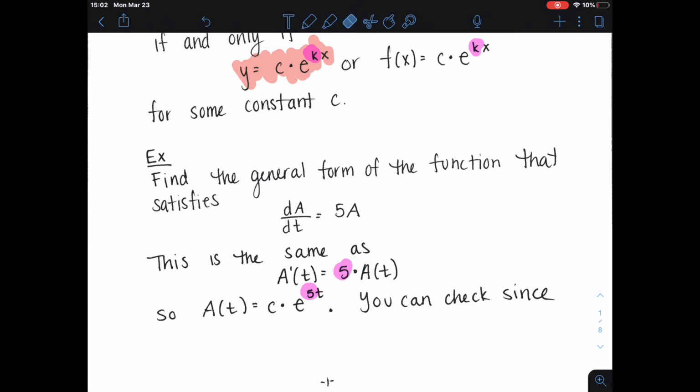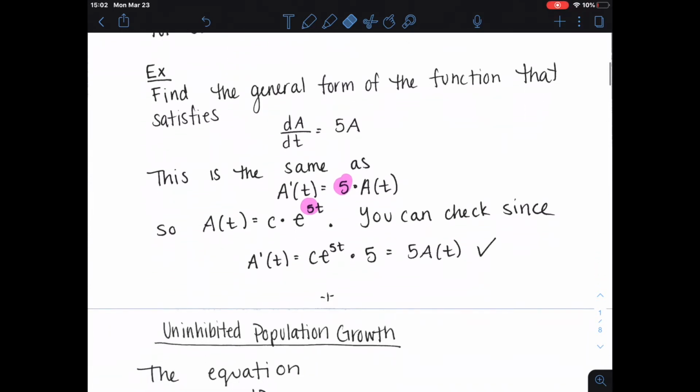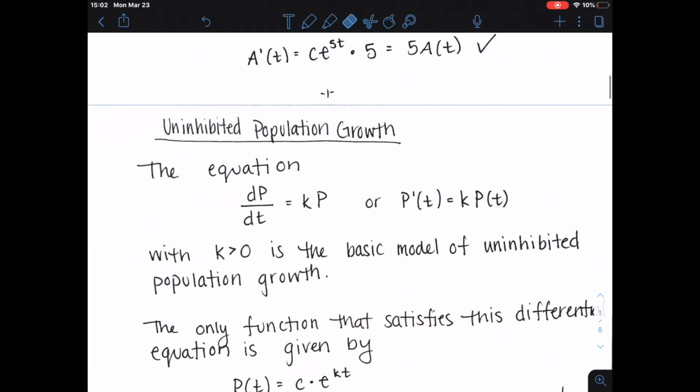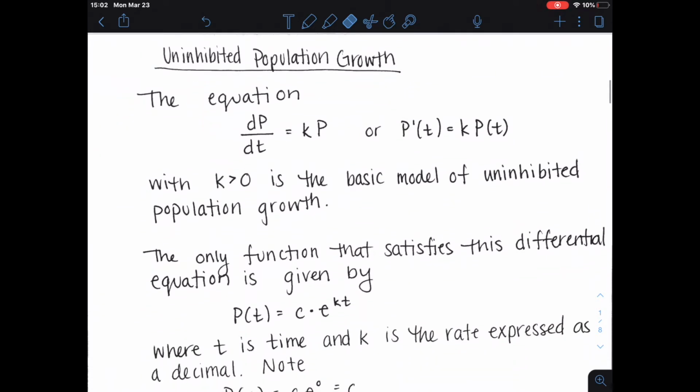So you can always check this by just taking the derivative. You get exactly the function back, the constant stays attached, and then chain rule, you have to multiply by the derivative of the inside, okay? So types of functions that satisfy these equations would lead to some type of uninhibited population growth. So basically, this model tells you that the population is going to grow exponentially.